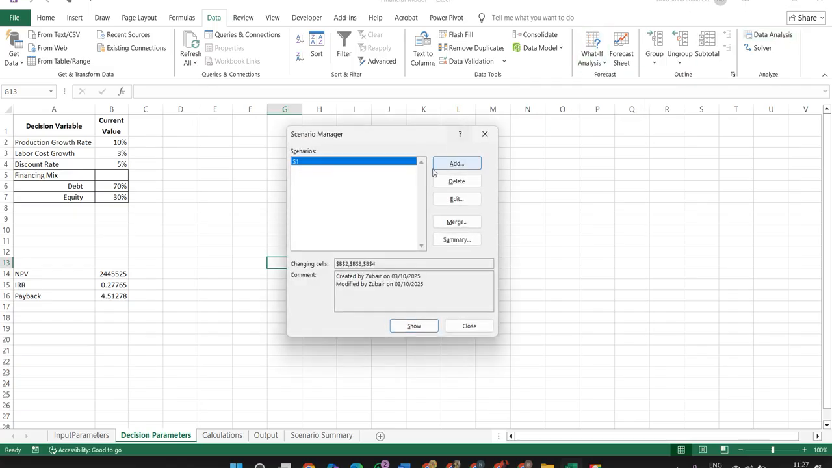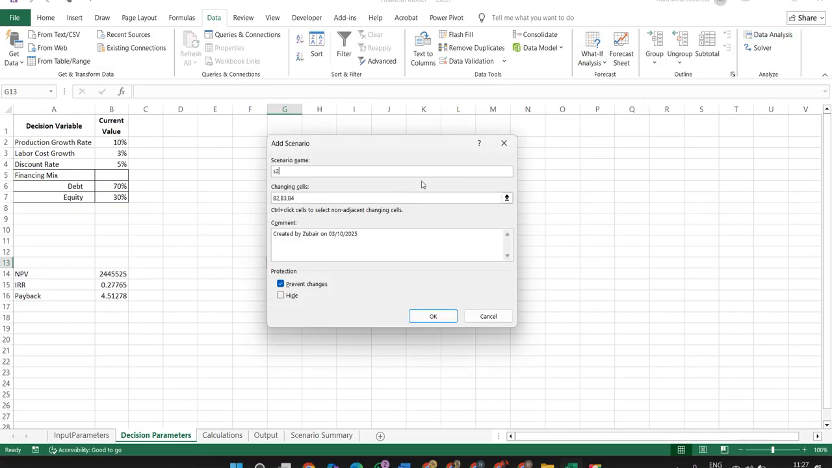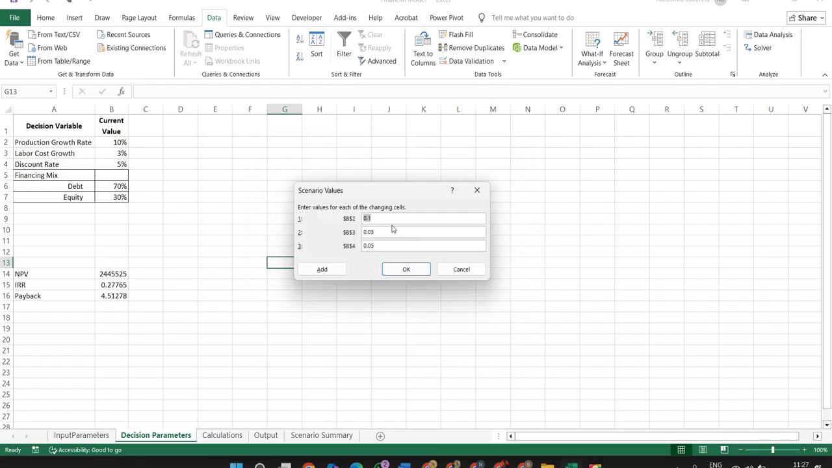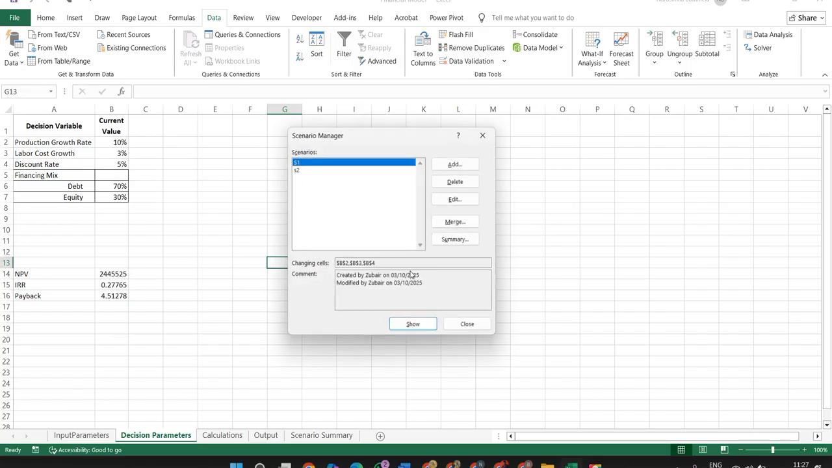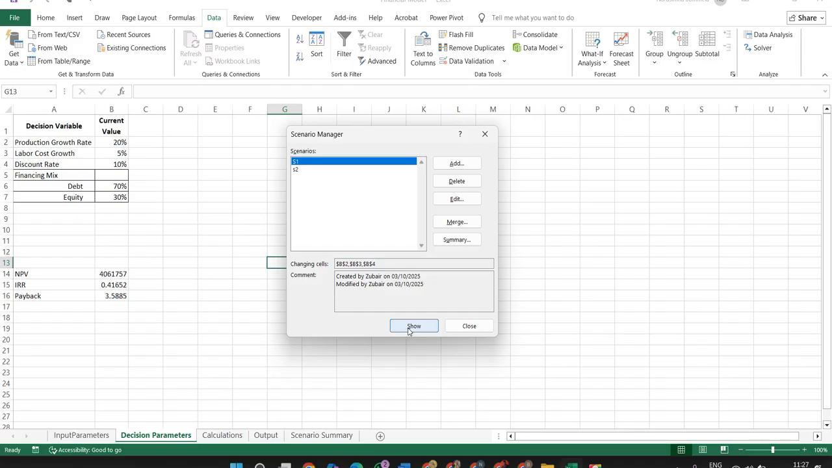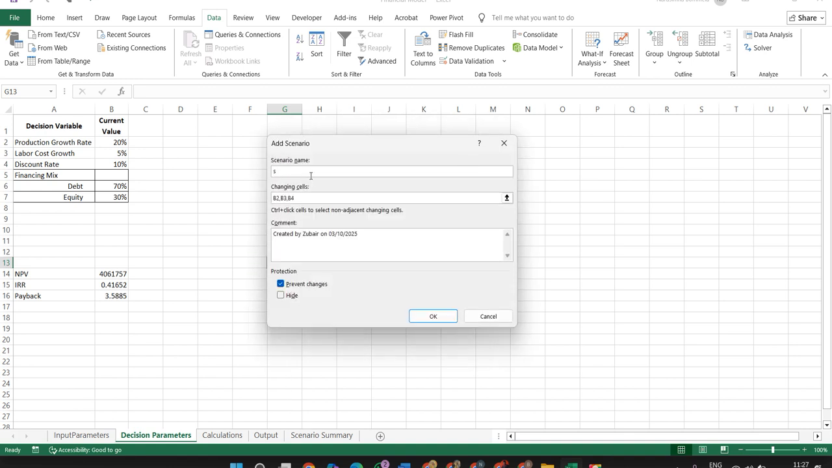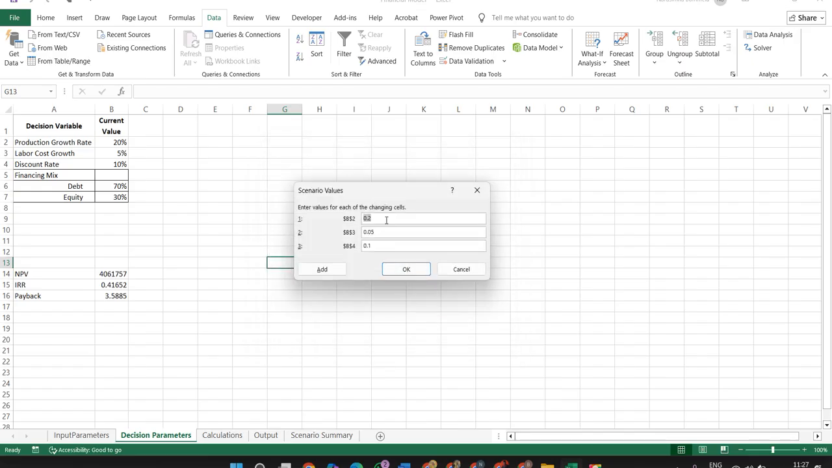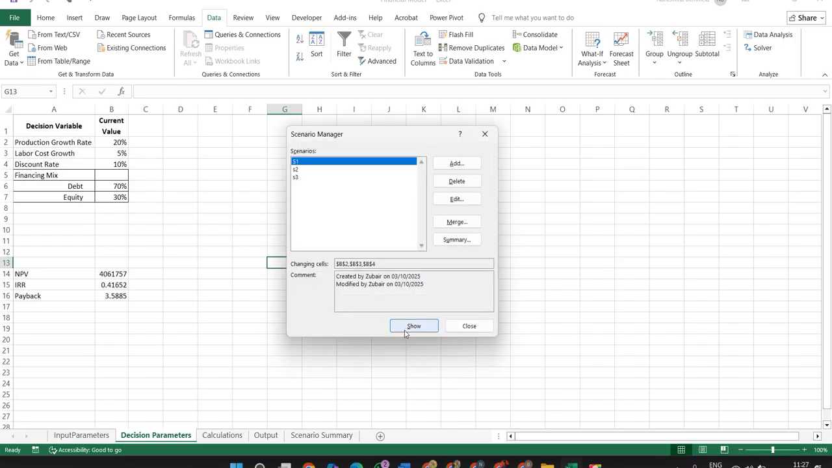Let me take scenario manager. Add one more scenario, yes, 2, and click OK. This should be 5, 1%, and 1%. Click OK. Then show. It's already updated. Okay, so now I have two scenarios. If you want one more scenario, just add scenario 3 and click OK. You give your own values, maybe 0, 5, and this should be 1, and this can be 15%. Click OK. Show.